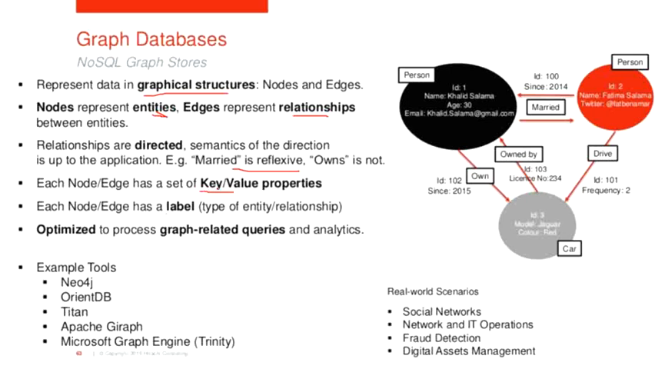At every node or every edge, we have some key value properties, and every node or edge has some labels. Okay. And these are optimized for graph-related queries. Some of these examples are Neo4j, OrientDB, Titan, Apache Giraph, and Microsoft Graph Engine.